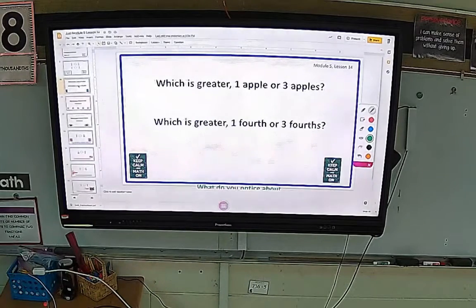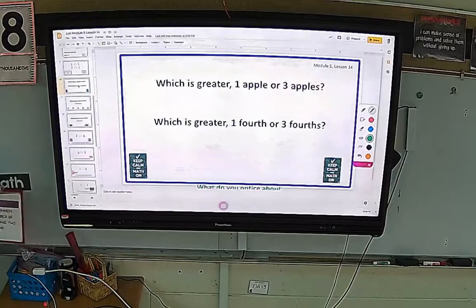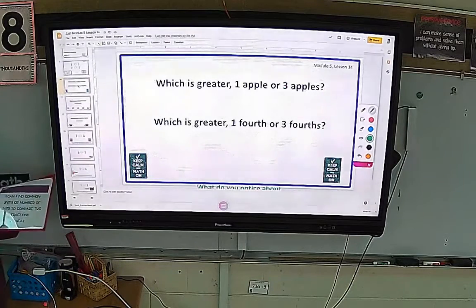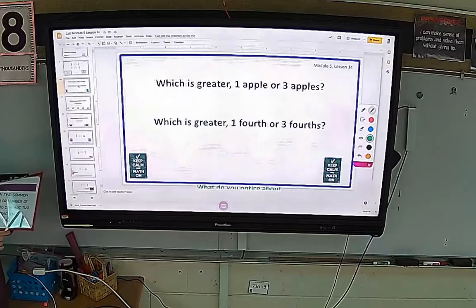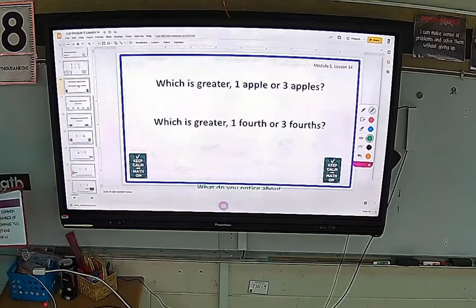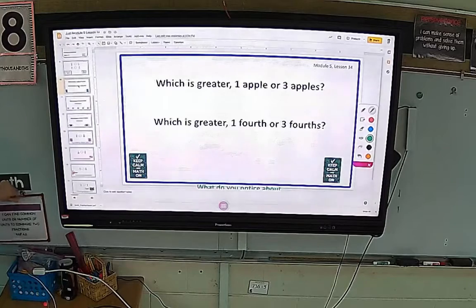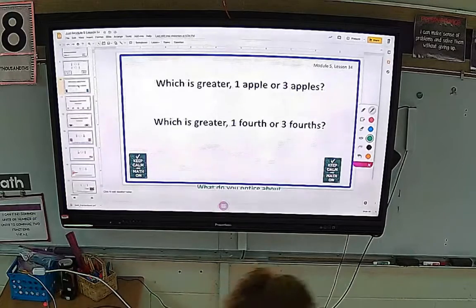I didn't go back to the big screen target, but here it is right here: where I can find common units or number of units to compare two fractions. Okay. Now, what in the world are they talking about? We're going to get to this in just a few minutes.